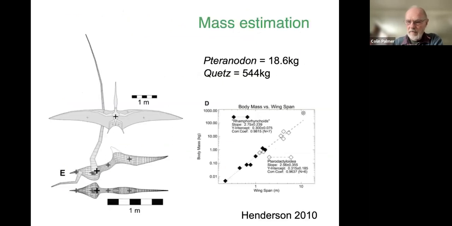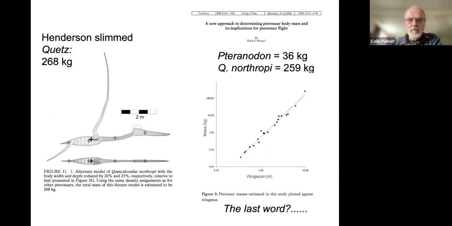And there's a lot here about the mass estimation. Various people, Don Henderson did it and things like that. But if you go through, the latest views are that Quetzalcoatlus, which is about 10, 11 meters wingspan, probably weighed about a quarter of a ton, 250, 260 kilos. That's a big creature.